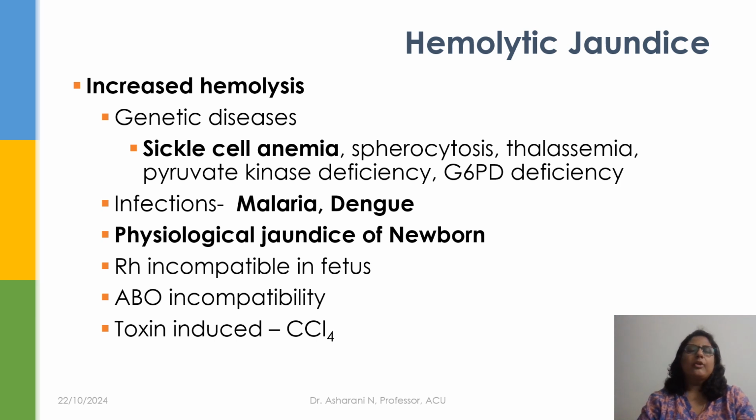Apart from that, very common is physiological jaundice of the newborn. We will discuss in detail about this physiological jaundice in later slides. So these are all the few causes where there is increased hemolysis, which ends up in increased unconjugated bilirubin and hemolytic jaundice.